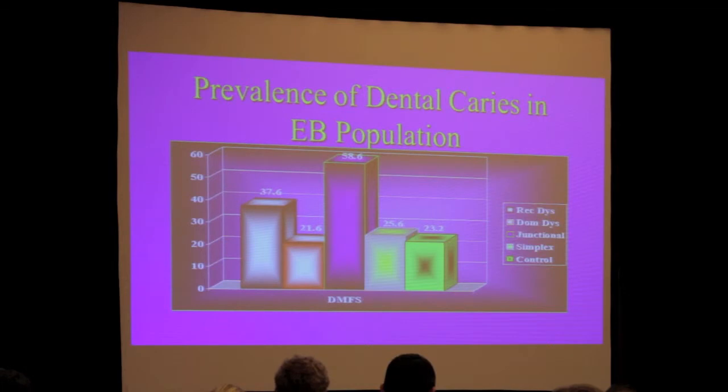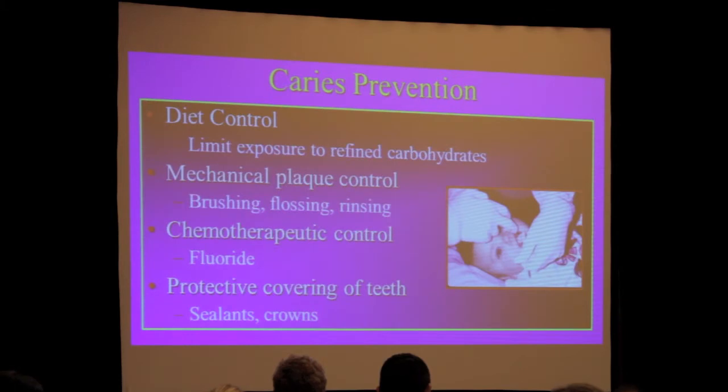I've said if you wanted to create a tooth decay machine, EB is it, because you've got soft tissue issues, you've got diet issues, you've got enamel issues. I mean, you've got a whole lot of things that are going to put you at very high risk for having tooth decay. So how do we prevent that?